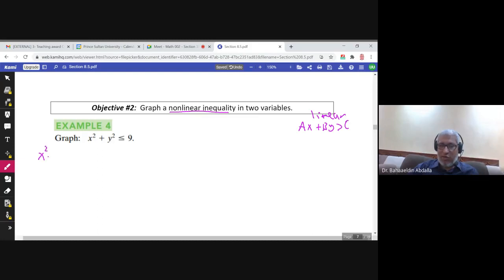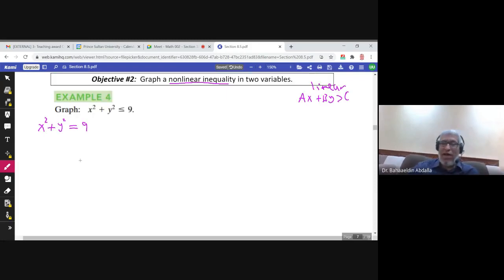First, we change the inequality to an equation and we graph this equation. But in this case, the graph of this equation is not going to be a straight line. What is the graph of x squared plus y squared equals 9? If you remember, the graph of x squared plus y squared equals r squared is a circle with center at the origin, 0, 0, and radius r.